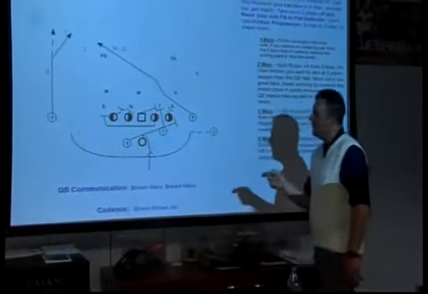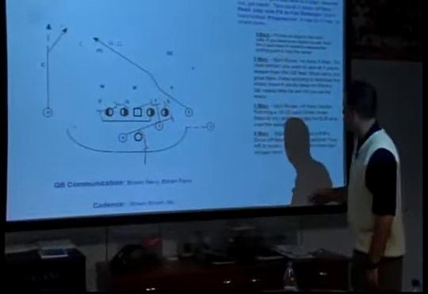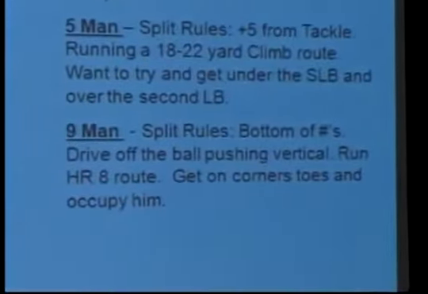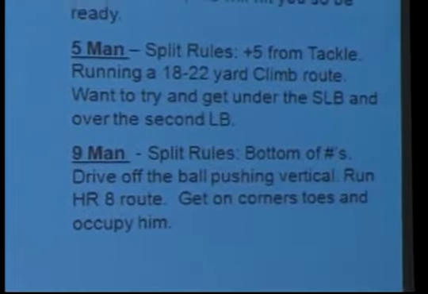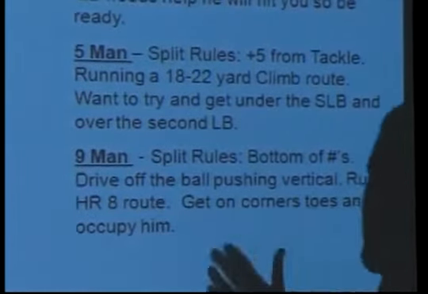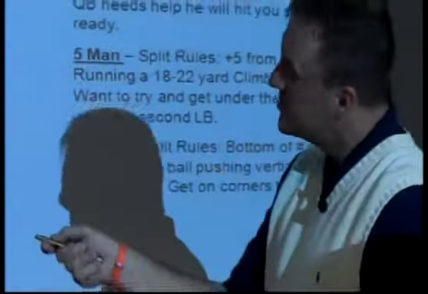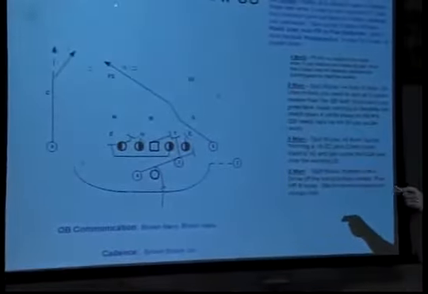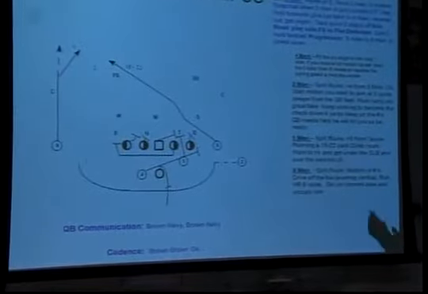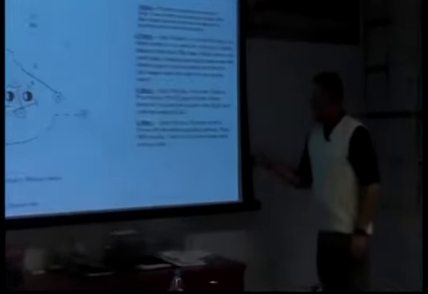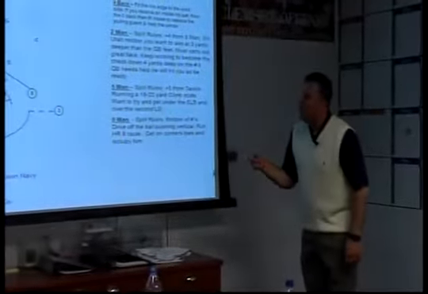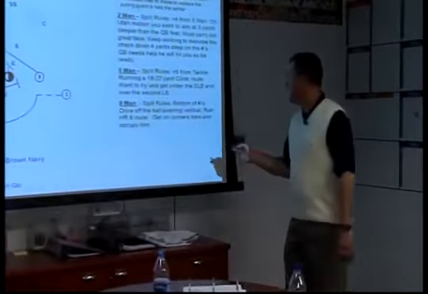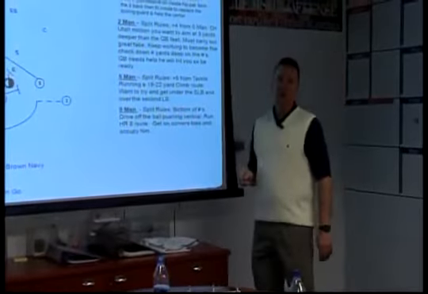All right, my progression is going to go 9-man. Our 9-man split rules, he's at the bottom of the numbers. He's driving off the ball hard, gaining leverage. If you get inside leverage, we're going to lean on him and push him and squeeze him, staying tight, and then making my break. The ball will be thrown 42 yards on the hash. We will throw you to the hash. You're running a home run route, home run post, a beat 'em post. It's an 8 route. Get on the corner's toes and occupy him. Get over the top of him.